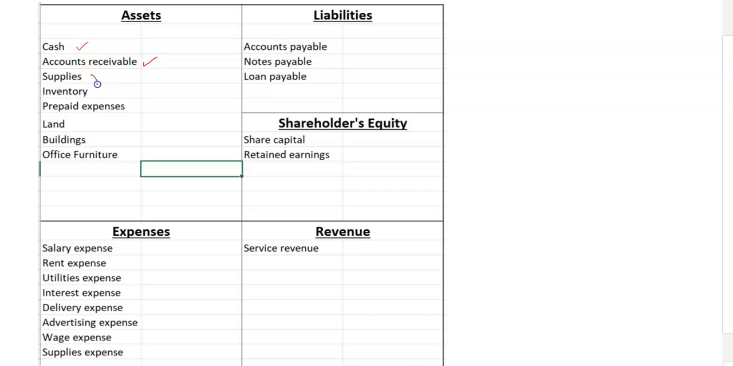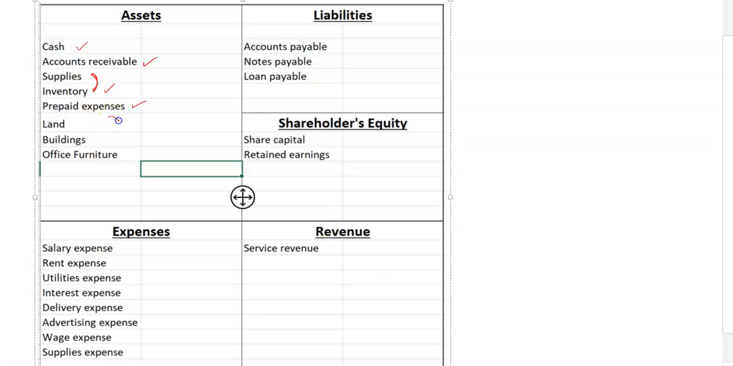Now, supplies and inventory are pretty much the same thing. So I'll just go and discuss inventory. Inventory is when you buy a product from your supplier and you plan to sell it, but it just sits in inventory until it's sold. Prepaid expenses, I'm not going to explain this until we get into accruals, but just know if you see prepaid expenses, put it as an asset.